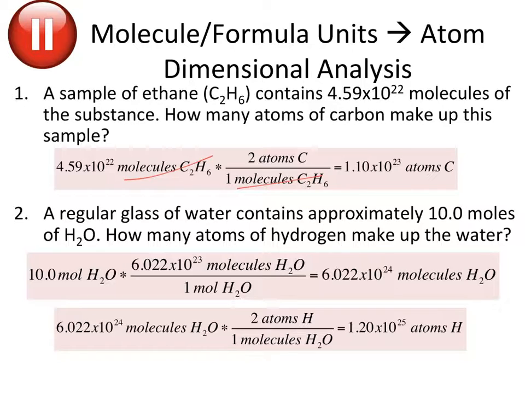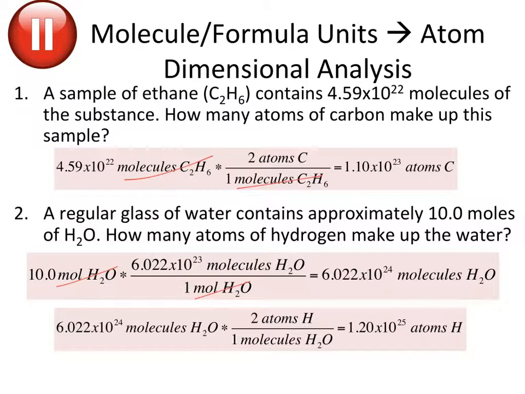The second one, however, we couldn't go directly from mole to atoms. What we had to do was go from mole of H2O into molecules of H2O. Okay, so that was our first lesson in conversions, going from mole to molecules. And we did that by multiplying by Avogadro's constant. Our mole of H2O canceled out, and we're left with molecules of H2O.